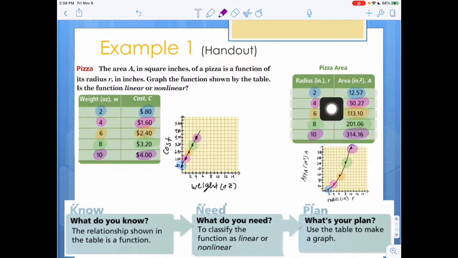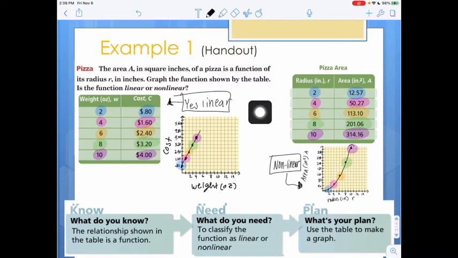For the radius and the area, we have 2 and 12.57, 4 and 50.27, 6 and 113.10, 8 and 201.06, and 10 and 314.16. Notice these are increasing, but it's increasing faster as we move up in the radius. So there's a bit of a curve here. It's not a perfectly straight line, so we would say this one is nonlinear. So for the weight and cost, we have linear. For the radius and area, we have nonlinear.